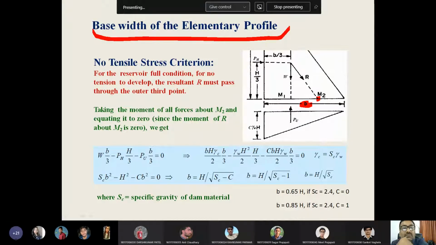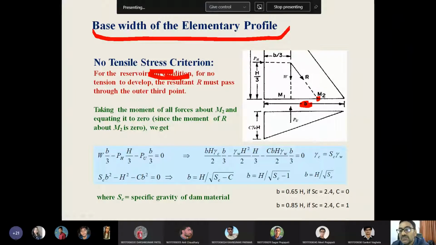This is for the reservoir full condition, where the reservoir is filled completely, not up to the flood level but up to the normal pool level, NPL. For no tension to develop, the resultant R must pass through the outer third point.